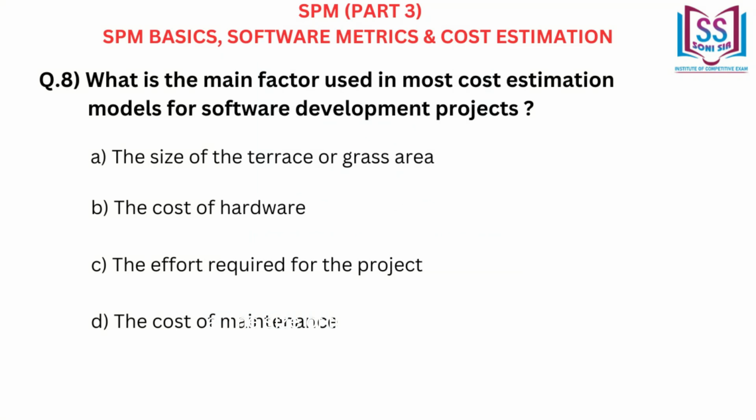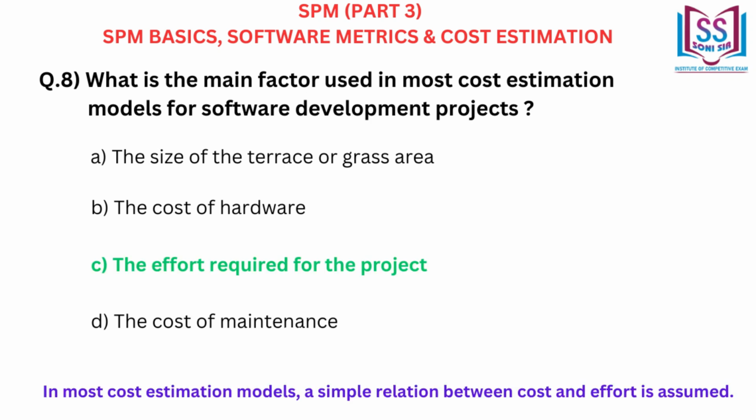What is the main factor used in most cost estimation models for software development projects? A. The size of the terrace or grass area. B. The cost of hardware. C. The effort required for the project. D. The cost of maintenance. Answer C. The effort required for the project. In most cost estimation models, a simple relation between cost and effort is assumed.